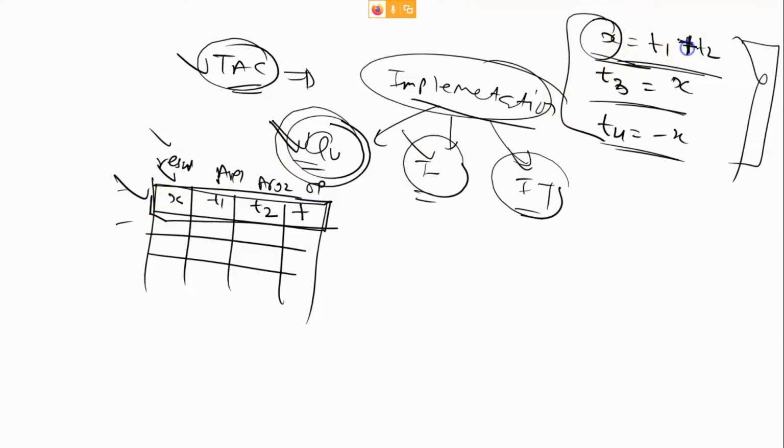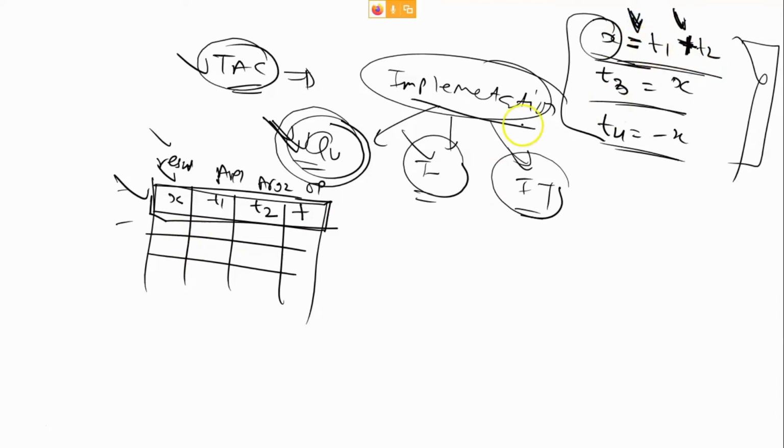When you have this type of statement, we do not put the assignment in the operator field. We only put the operator plus. Just remember this. Maybe it is a convention from whoever gave this idea of quadruple: whenever you have a statement like x equal to t1 plus t2, in the operator field we do not put the assignment.